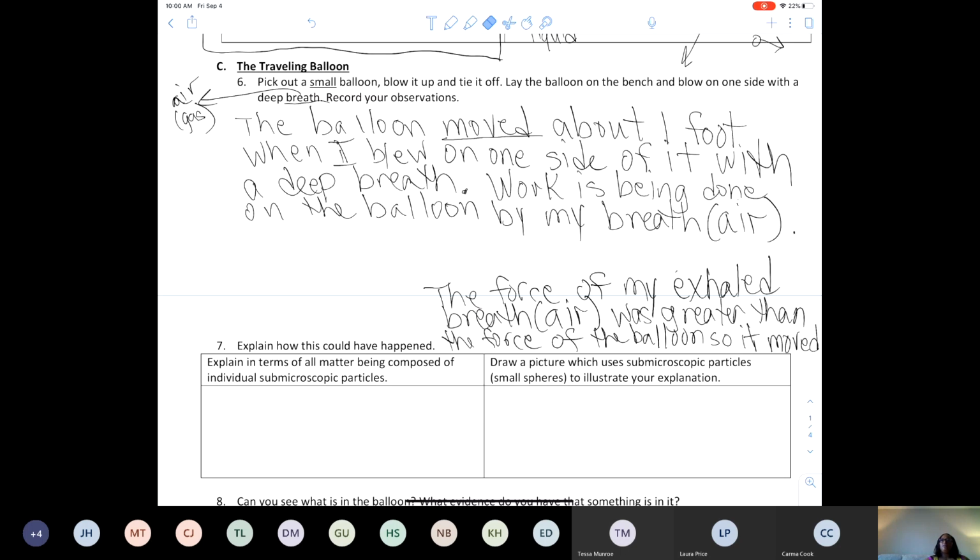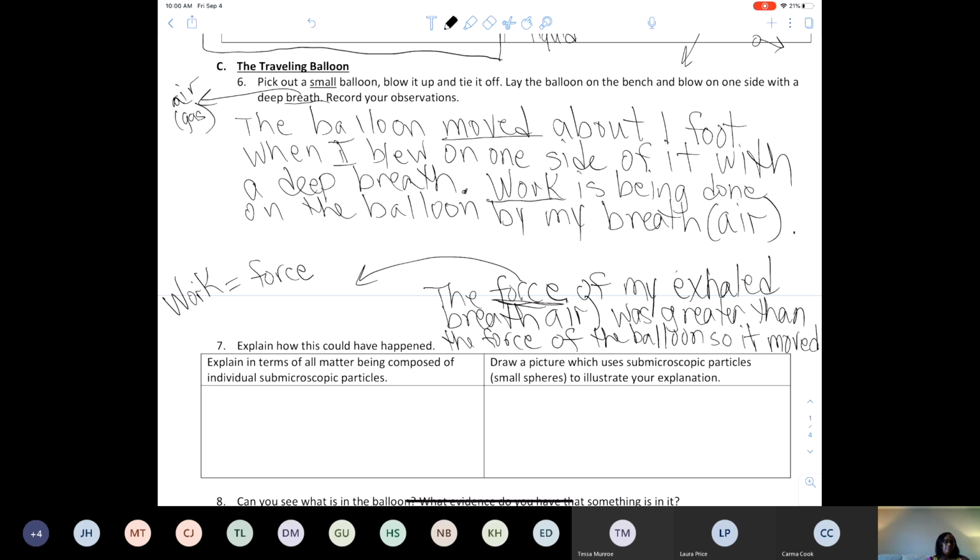So if we remember from physical science or physics class, we know that force is one of the components that are required in order for work to be done on an object. So we can say that work was being done on the balloon by my breath. And all my breath is air. And air is a gas.